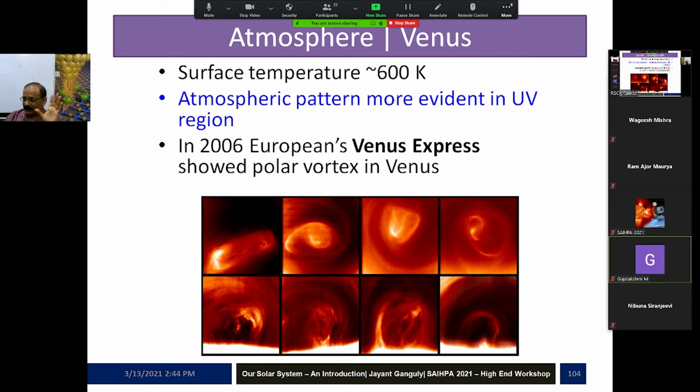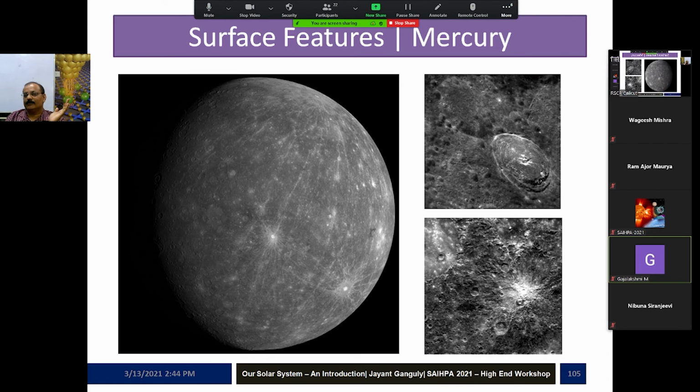So this is about the atmospheric features. Mercury is devoid of atmosphere, but Venus has a very thick atmosphere. Though liquid water is not there, its surface is dominated by sulfur, and sulfuric acid droplets dominate its atmosphere.